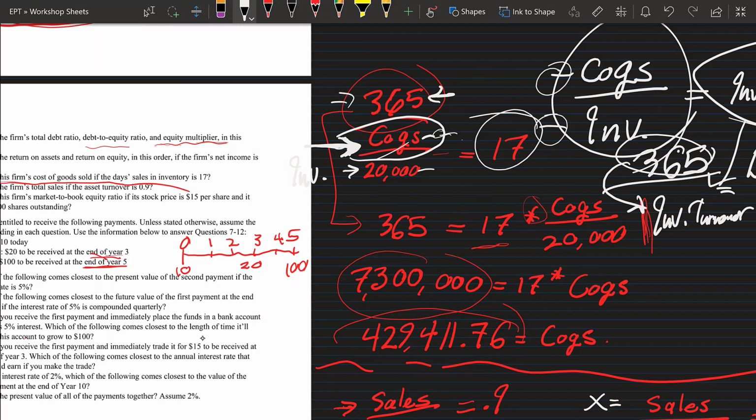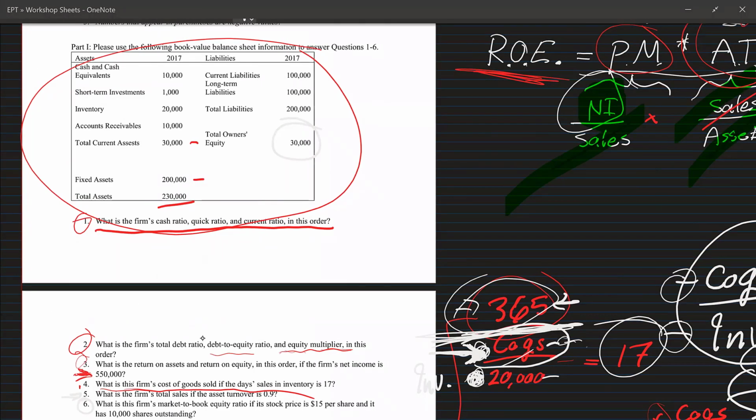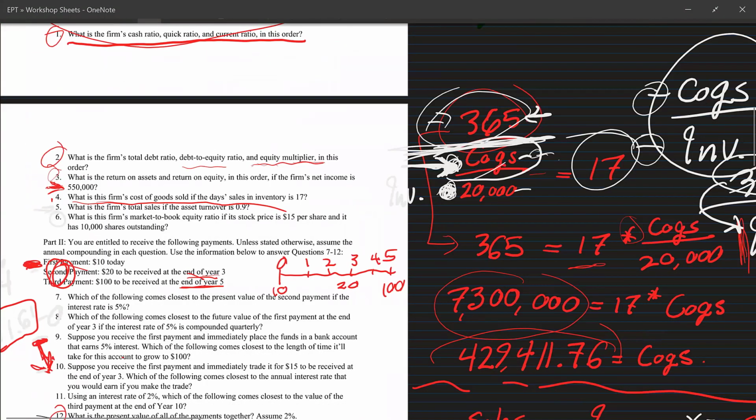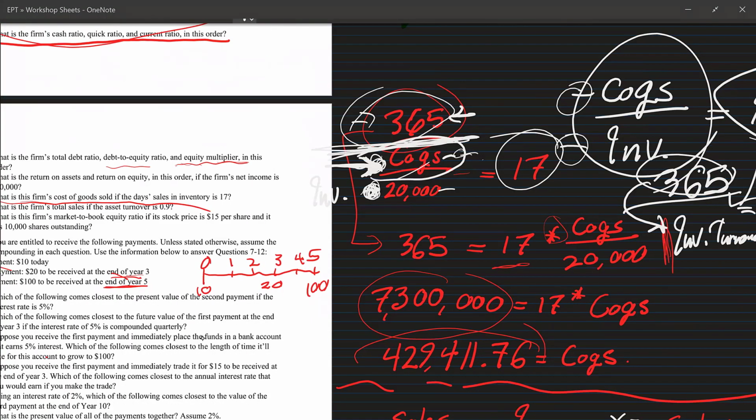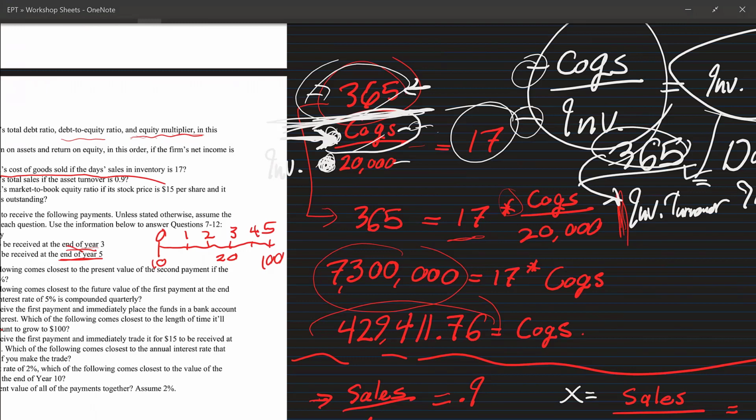It is equal to 365 divided by the inventory turnover ratio, which is cost of goods sold over the 20,000, which we know is the inventory because that was given to us on the balance sheet. Right here, 20,000. The only missing factor here is the cost of goods sold. We know 365 over that over 20,000 equals 17. We're only missing one. It's all algebra from there.